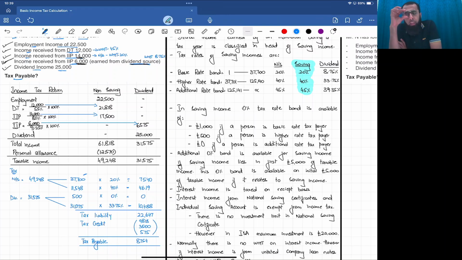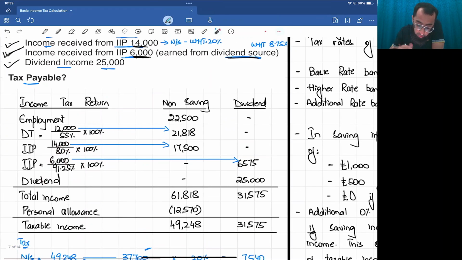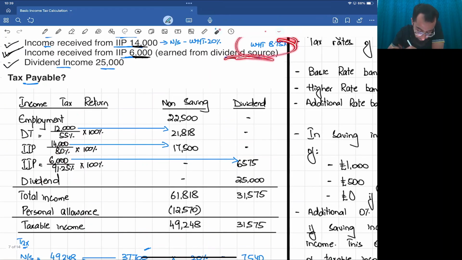Discretionary trust 45% withhold, you cross it up by 55% because 45% was already deducted at source. Interest in possession trust, when the question is silent, 20% withhold. When it was stated dividend source, so withhold was 8.75, you grossed it up to 91.25 because 8.75 was already deducted. So obviously what you got was 91.25.